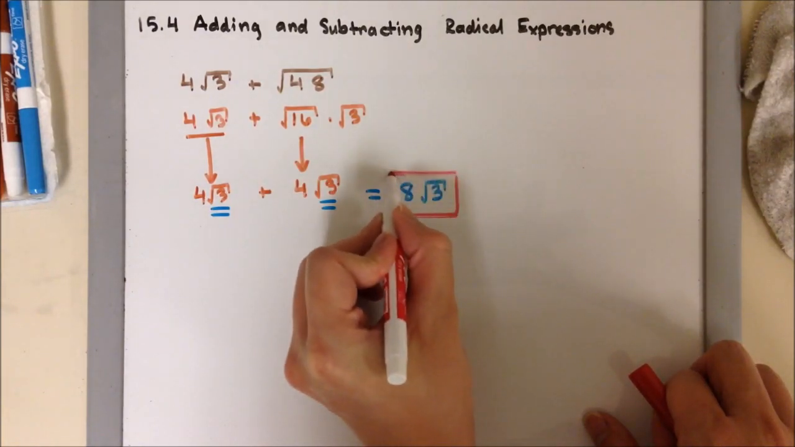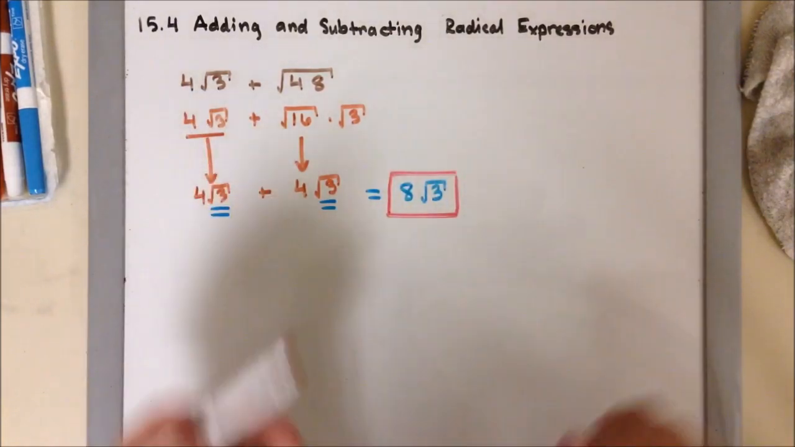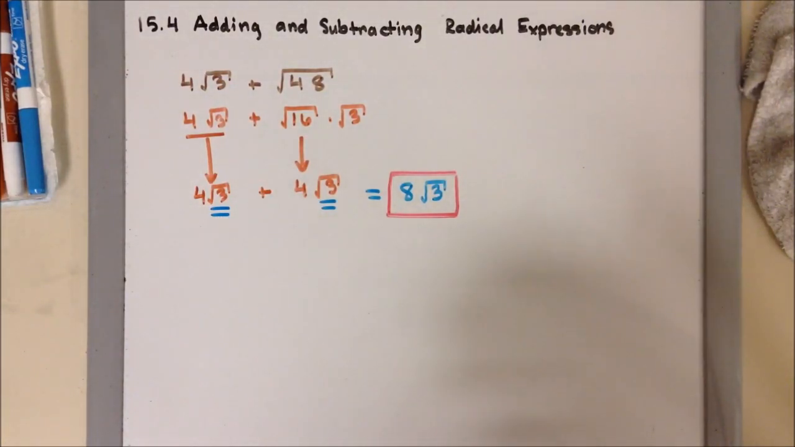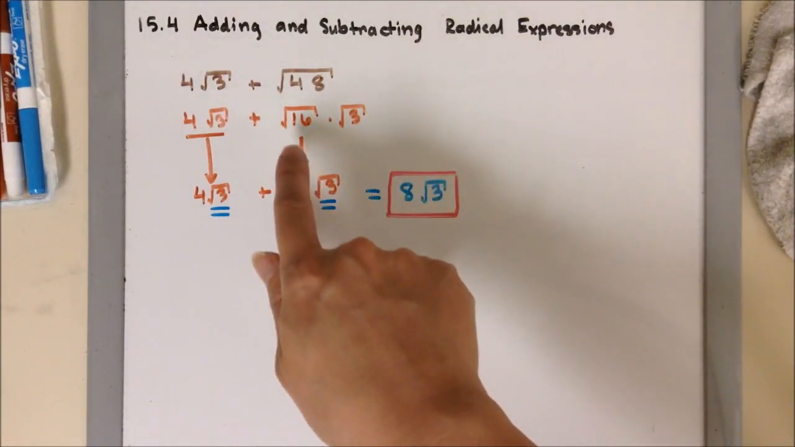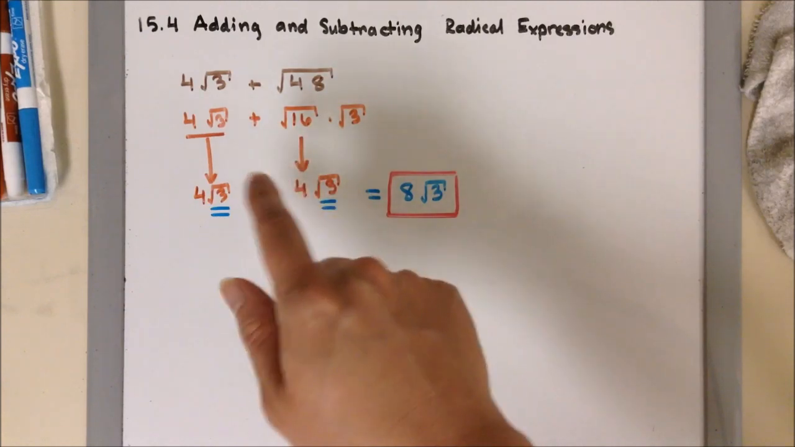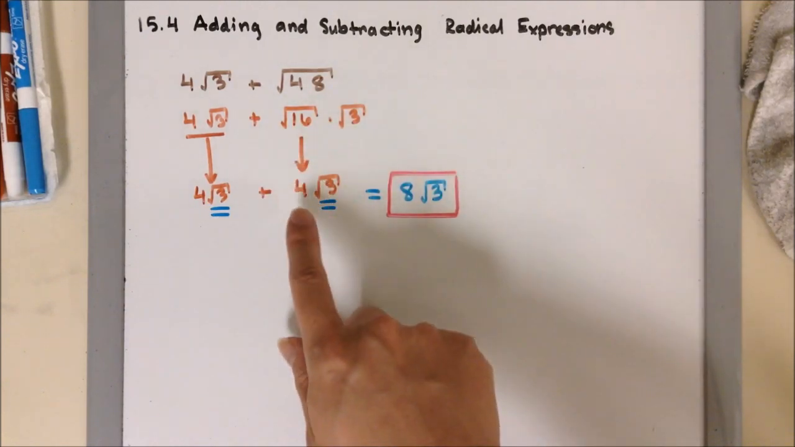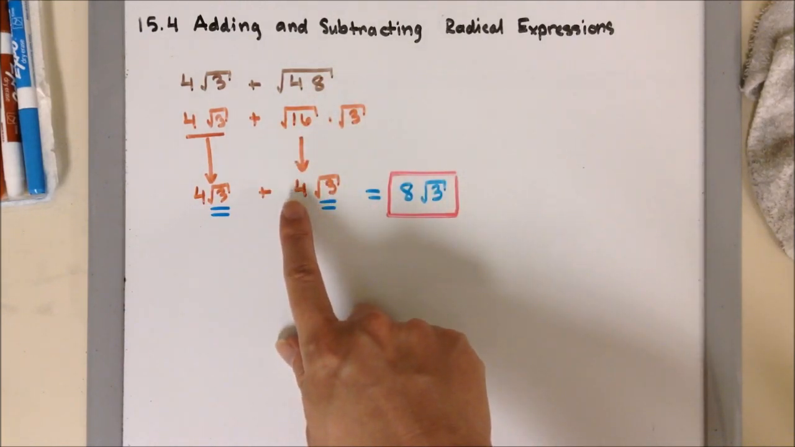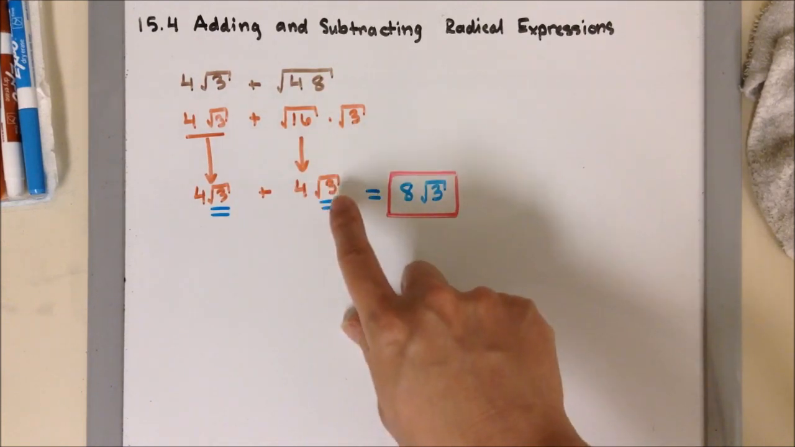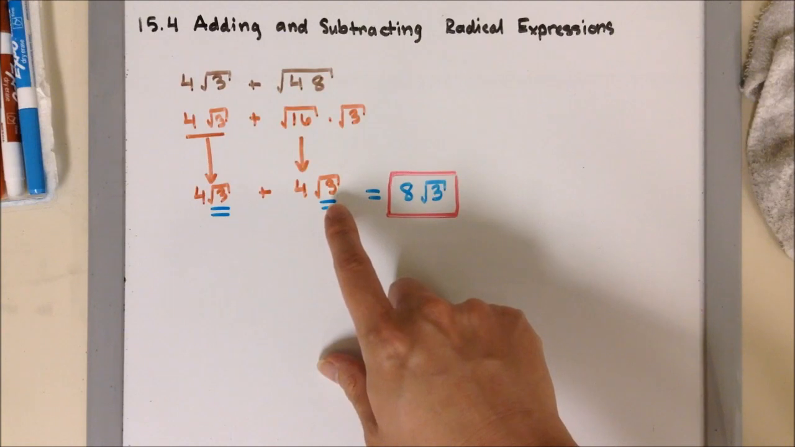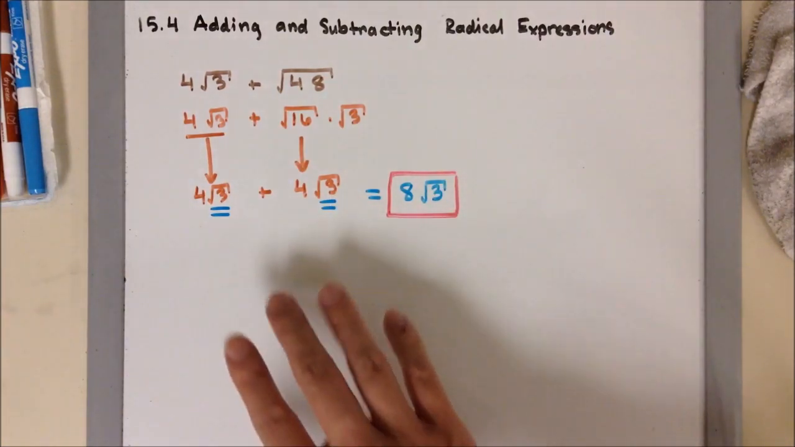Now to review with this example, the first radical expression was in its simplest form, whereas the second one, the square root of 48, was not. So what I did was I broke down 48 into two factors, 16 and 3, where 16 is the perfect square. Hence, I was able to do the square root of 16, which became 4, and then I brought down the square root of 3 because I can't simplify it.